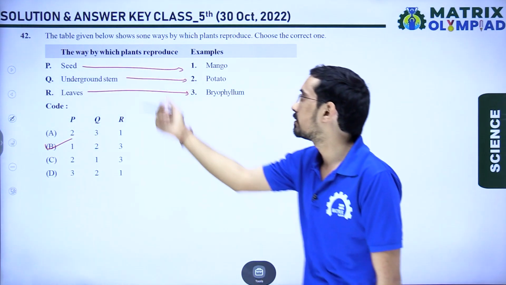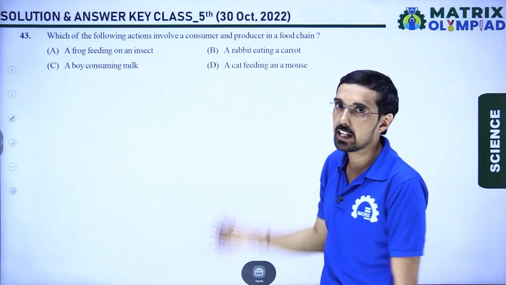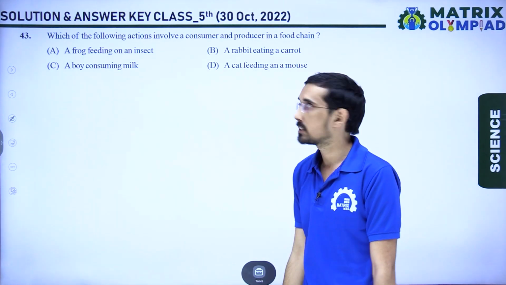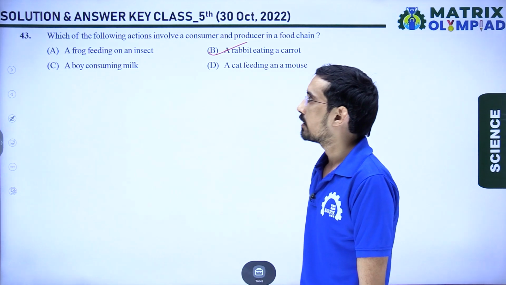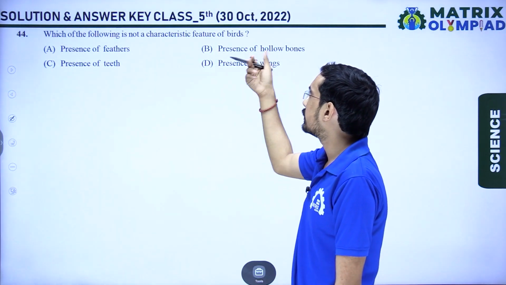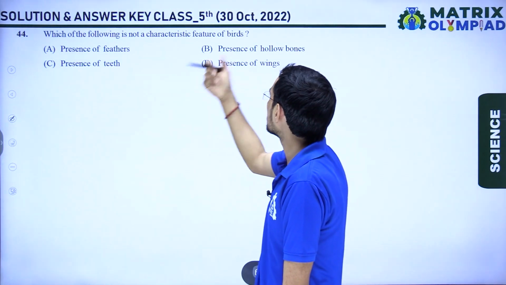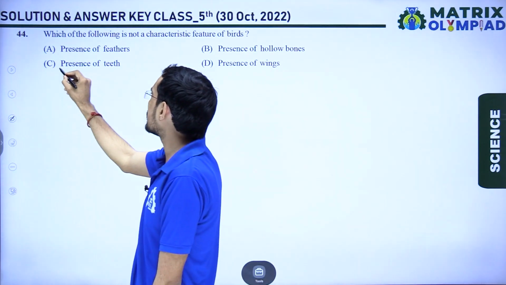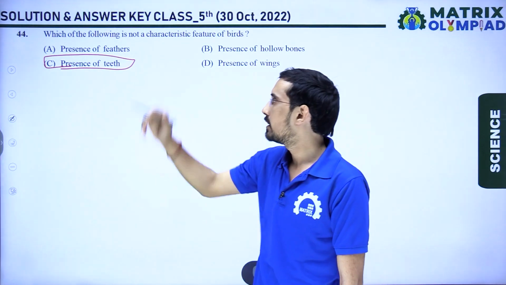Next question is, which of the following action involve a consumer and a producer? As you all know, plants are the producers and consumers eat plants. So most appropriate our option will be a rabbit eating a carrot. Next question is, which of the following is not a characteristic feature of birds? As we all know that feathers are present in birds, hollow bones are there, wings are there, and there is absence of teeth. It will be our answer. The correct option will be C.